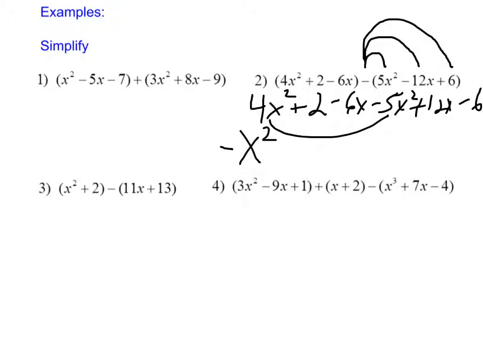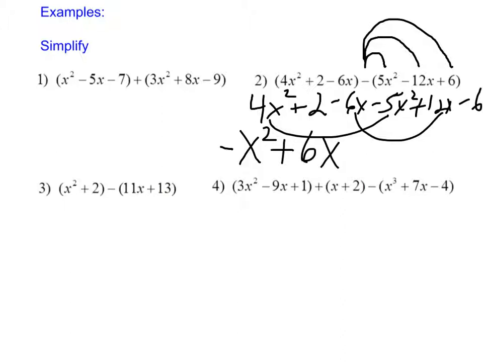Then I'm going to look for my next term in line, and you might want to do the 2. It doesn't matter, but proper order would be that you would do the other x's first. So I have x to the first power. I have negative 6x, and then over here I have plus 12x. I can think of this as 12x minus 6x, or I could think about it as negative 6x plus 12x. It's the same exact thing either way. So let's go ahead and combine those two.